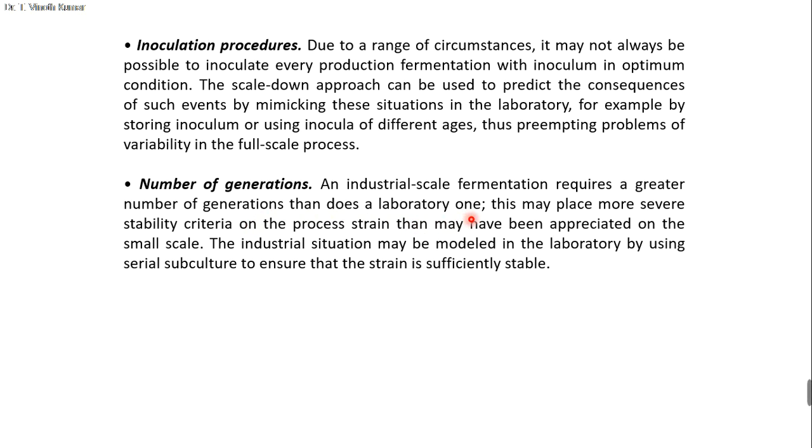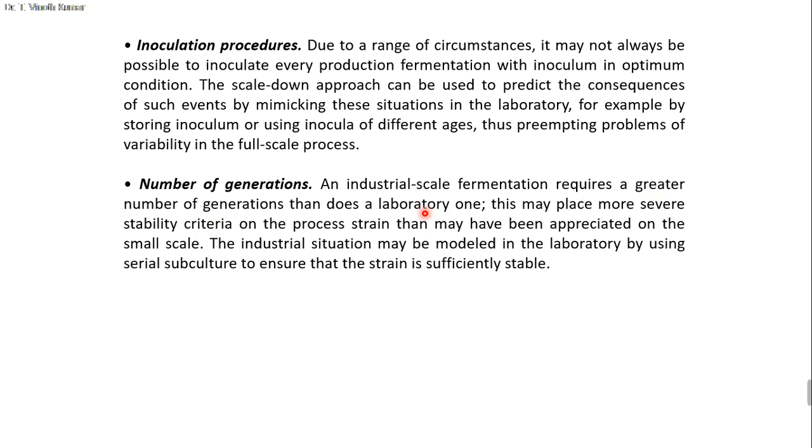That means you need an inoculum in between and another one for the inoculum preparation, and the fermenter, so more generations are required. It is not the same generation you are going to use. So industrial scale fermentation requires a greater number of generations when compared to the laboratory one.